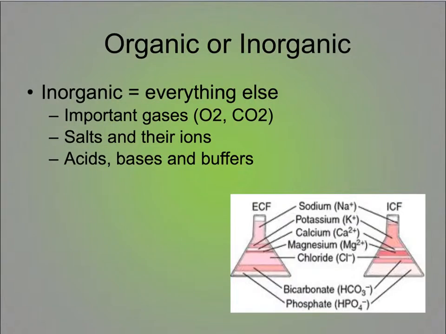But we also have important inorganic compounds. We could not exist without them. So everything else, it may contain carbon or hydrogen, but it's not a large molecule based on carbon. Those are known as inorganic compounds, and those would include our important gases like oxygen and carbon dioxide, various salts, and then the ions that they form when they go into solution, and acids, bases, and buffers.